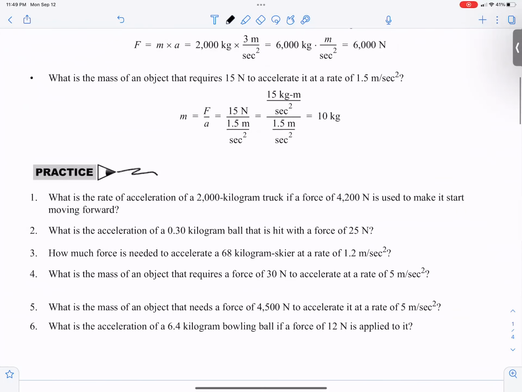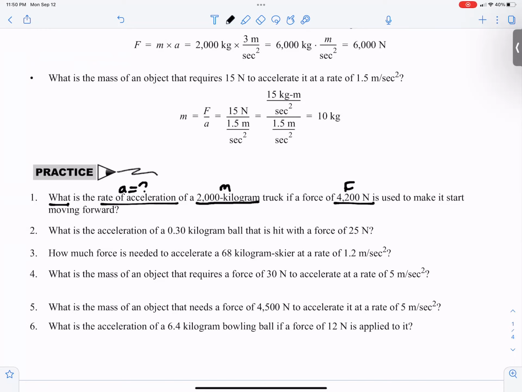So read question number 1 along with me, please. What is the rate of acceleration of a 2,000 kilogram truck if the force of 4,200 newtons is used to make it start moving forward? So I read this, 2,000 kilograms. Remember, kilograms goes with mass, so we're going to label that with an M. Then I read this, 4,200 newtons. Newtons goes with force, so I'll label that F. And we're looking for A. A is the question mark.